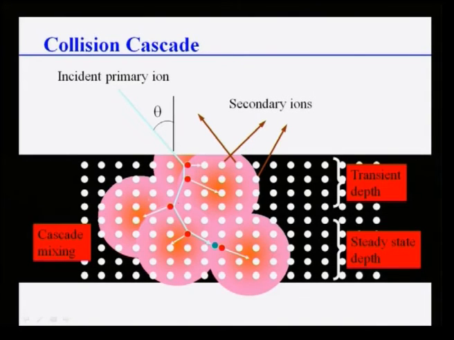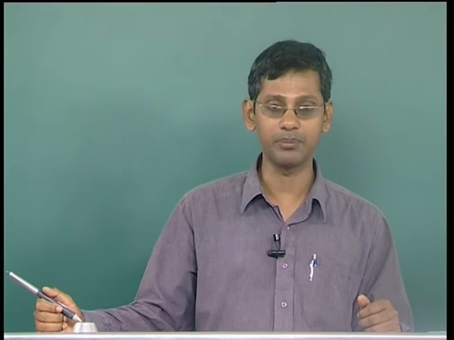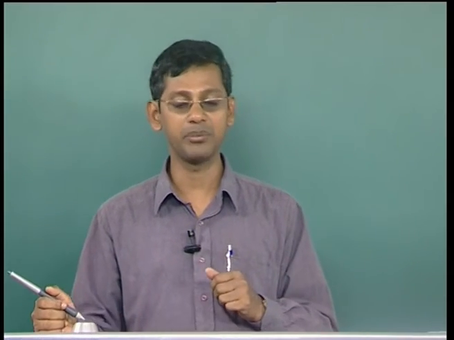Now, what is a collision cascade? If you have an incident primary beam coming at an angle theta with respect to the surface normal, this can create a large number of secondary ions. One can create another, and that creates another, and it goes on. That's what is called a collision cascade, and this leads to cascade mixing in the sample. The initial depths will be transient, and then when the cascade is stabilized, this is called the steady state depth. Therefore, measurements from the steady state depth are much better than the transient one. So we have discussed the collision cascade in the interaction of primary ions with the sample surface.